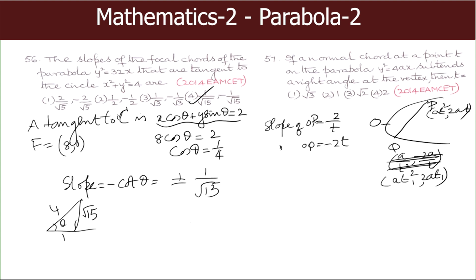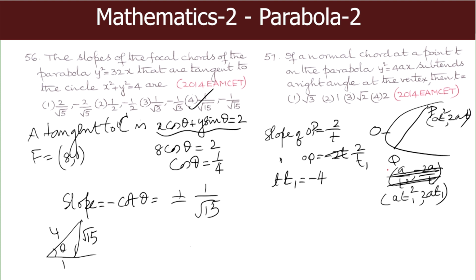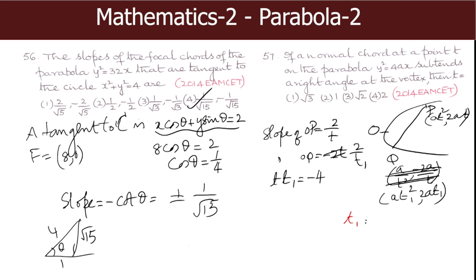The normal at one of the extremities (at square, 2at) meets the parabola again at t1. So, the slopes are 2 by t and 2 by t1, and the product of the slopes is equal to minus 1, so t t1 equal to minus 4. The normal at t meets the parabola again at t1, therefore t1 equal to minus t minus 2 by t. Replacing t1 by this, t times (t plus 2 by t) equal to 4, or t square is equal to 2. So, t equal to root 2. So, the value of t is root 2.